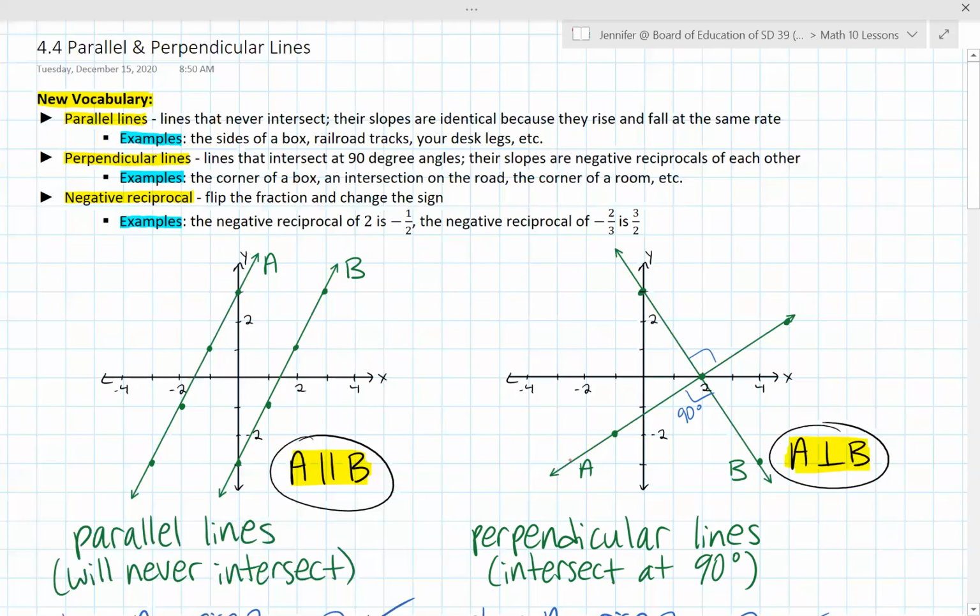And then these are perpendicular lines, so they're crossing at 90-degree angles. And this is the notation used. So the same thing, but instead of two straight lines, you have one line intersecting another at 90-degree angles. That means these two lines are perpendicular.